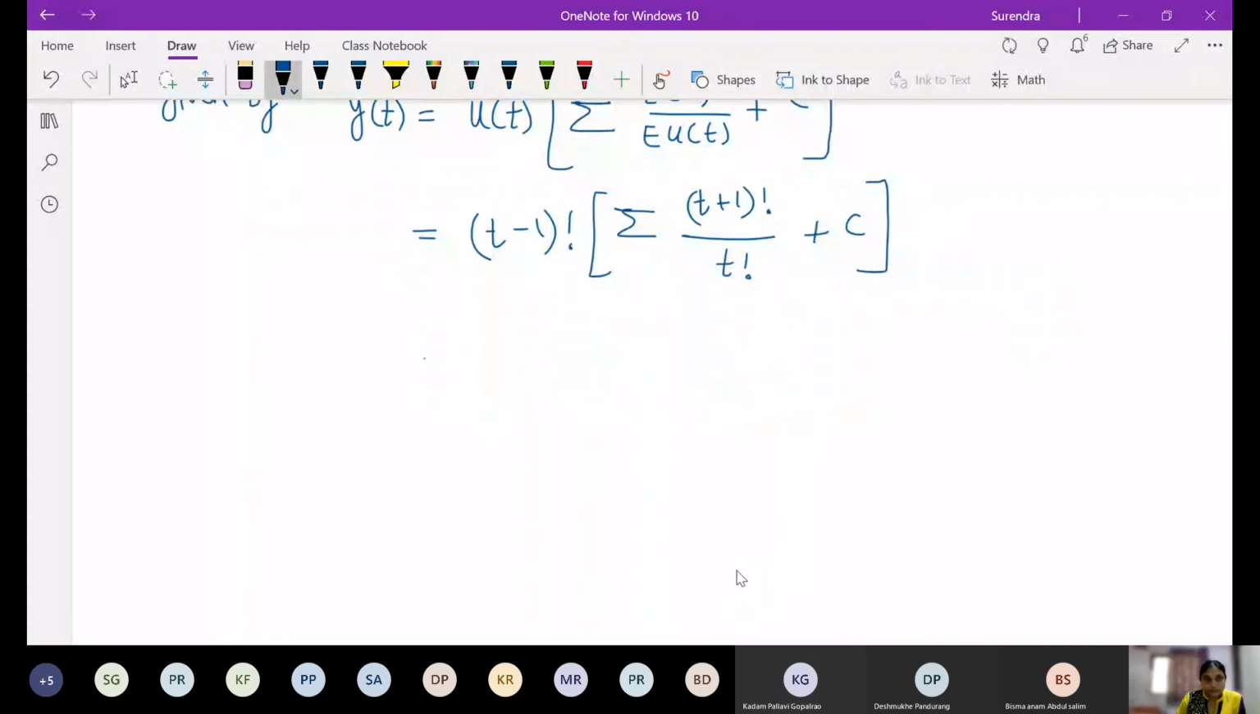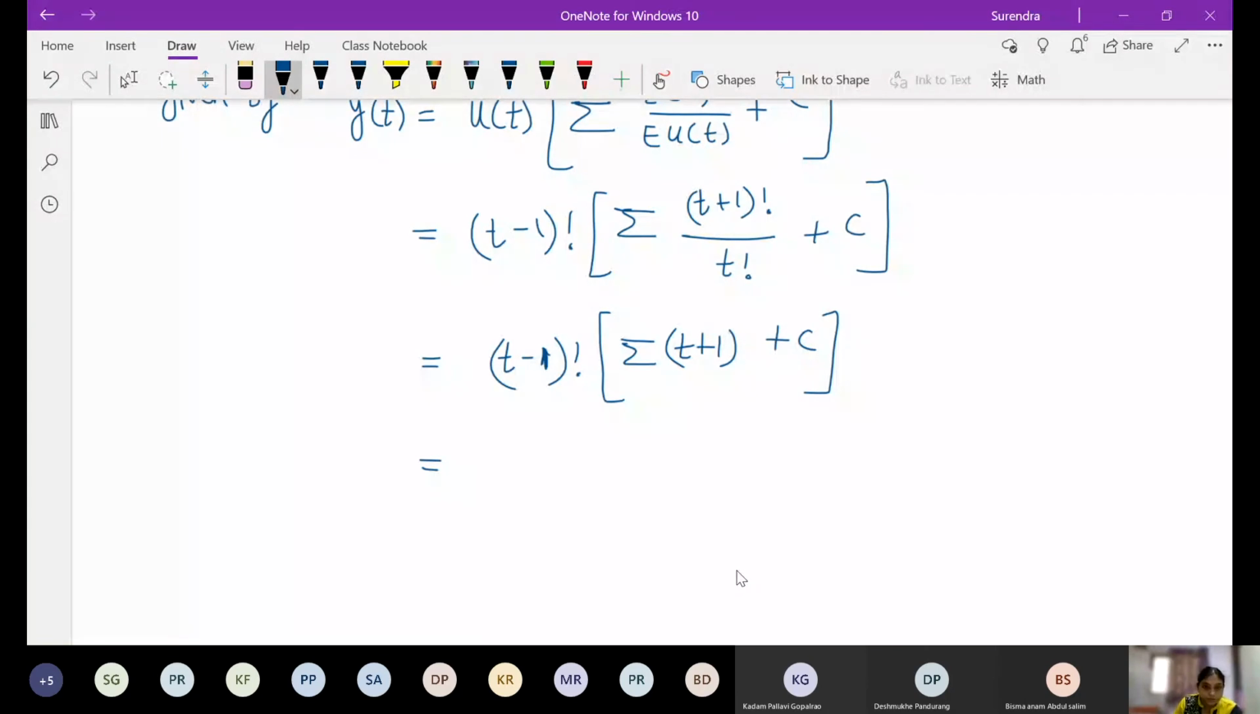Yes. So t minus 1 factorial. What is summation t plus 1 factorial divided by t factorial? T plus 1 into t factorial I can write. So t factorial will get cancelled. What will remain here? Summation t plus 1, no? T plus 1 factorial is t plus 1 into t factorial. So t factorial gets cancelled, only t plus 1 remains. Now, what is the indefinite sum of t plus 1?